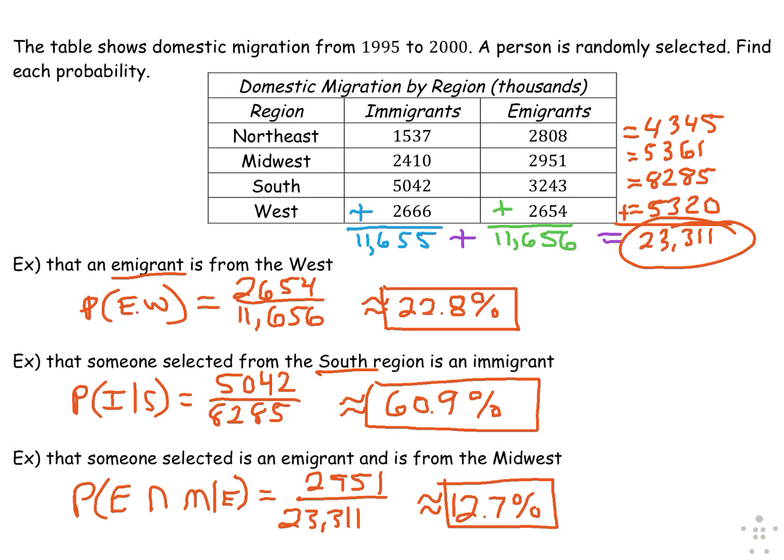You could use the formula for dependent probability and have this equal to the probability of selecting just an immigrant and multiplying that by the probability then of having someone from the Midwest given already that you have an immigrant, and you'll get the same answer, but I think that is a harder approach.